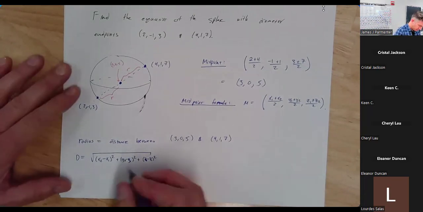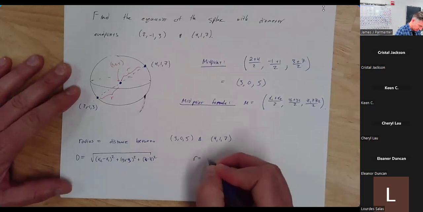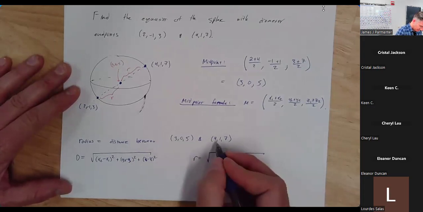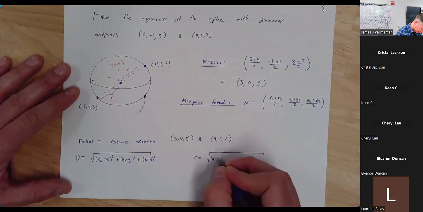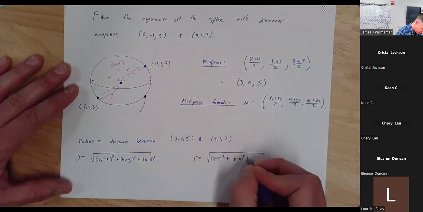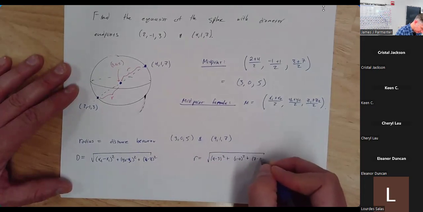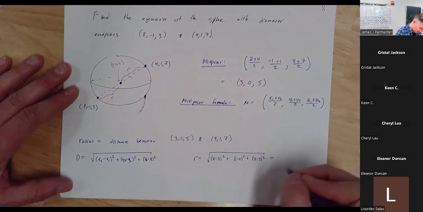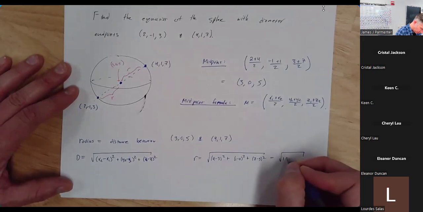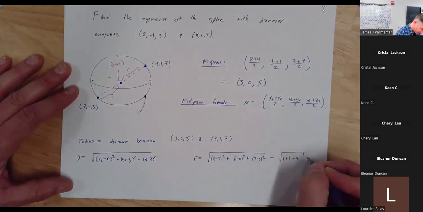So in this particular example, our radius is going to equal the square root of (4 minus 3) squared plus (1 minus 0) squared plus (7 minus 5) squared, which ends up being the square root of 1 plus 1 plus 4, which is the square root of 6.